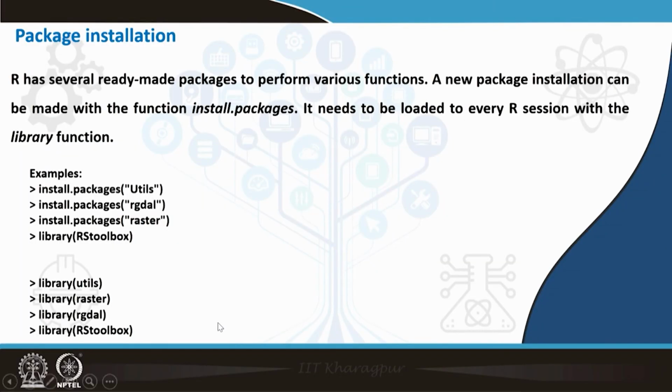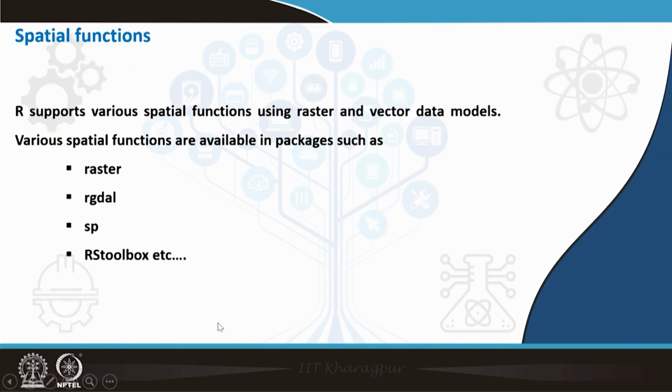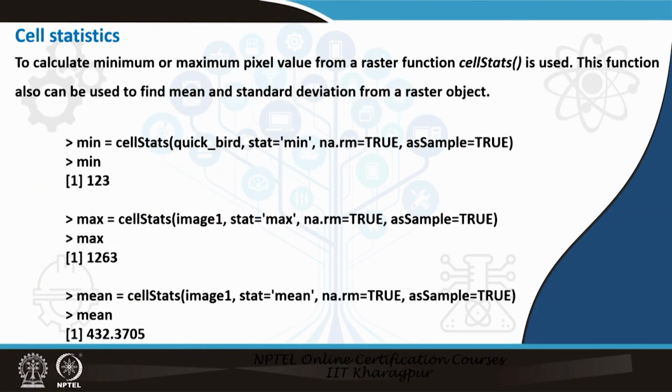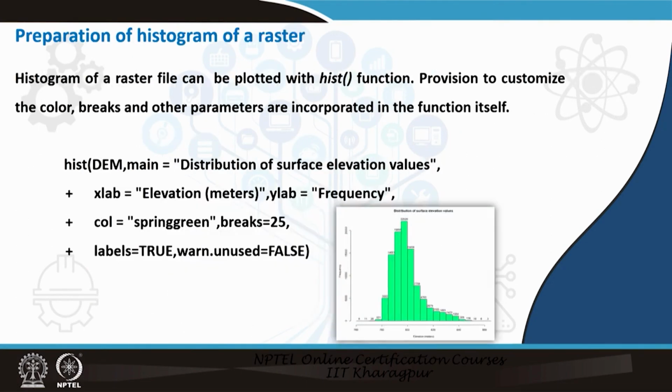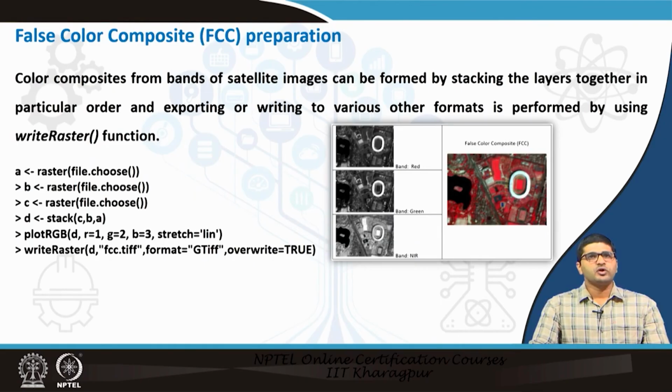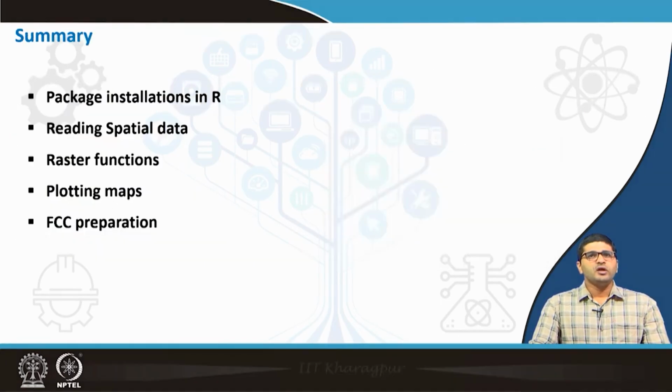In this particular session, we have seen how to install the packages, how to run spatial functions, how to read raster data, how to do cell statistics and plotting of raster data, creating histograms, and finally creating a false color composite. So till here, in the past 2 sessions, we have seen installing packages, reading spatial data, plotting maps, and preparing false color composites from different bands of the imagery downloaded from Bhuvan or any other geoportal. Thank you.